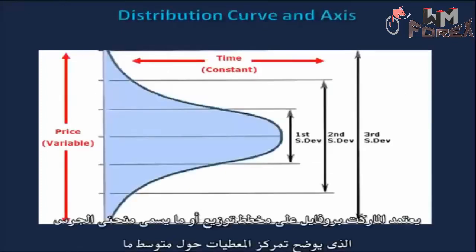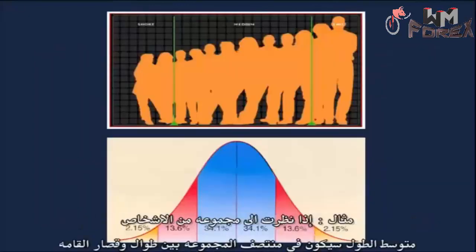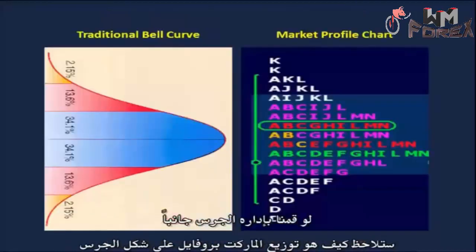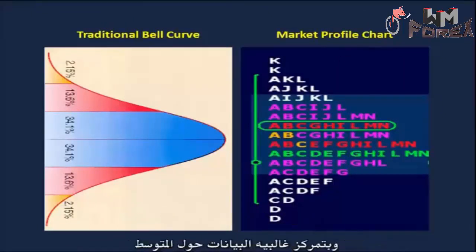The market profile is based on a standard distribution graphic or bell curve that illustrates how similar data tends to collect around a mean. For example, if we look at a group of normal individuals, most will be of average height, bracketed on both sides by smaller numbers of those who are shorter and those who are taller. If we tip the bell curve on its side, you'll notice how this display of a market profile looks like the bell curve, with most of the data collecting around the mean.